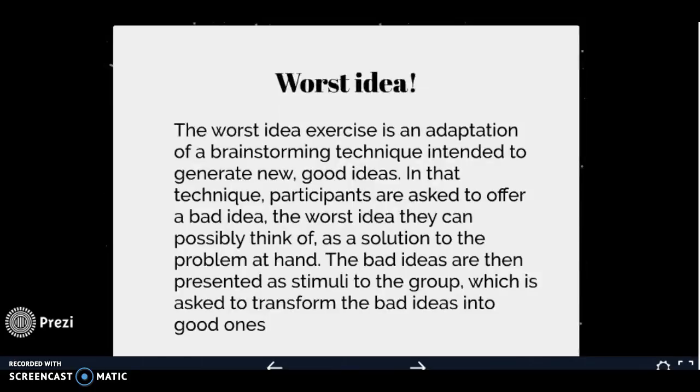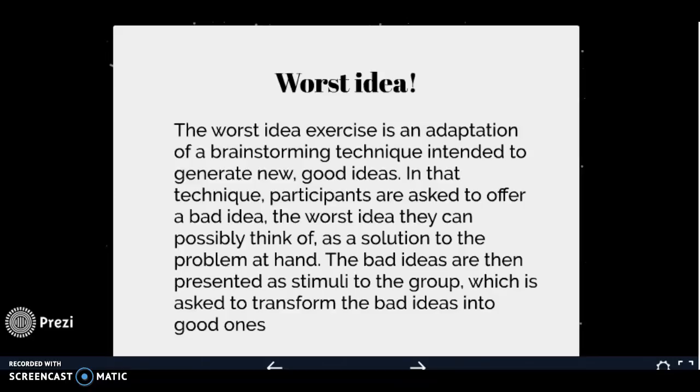And this is worst idea. Okay, so this is a very good thing to do. Usually for people it's kind of difficult to think about a very good idea. But what they obviously know is something that they don't like, right?